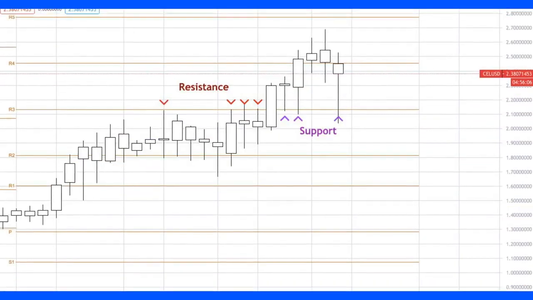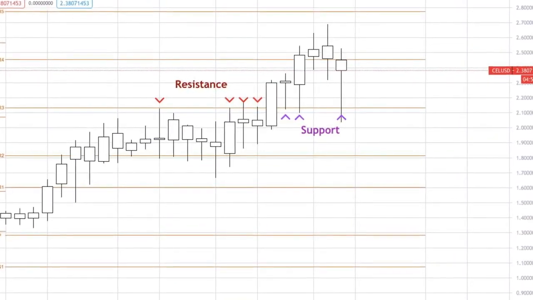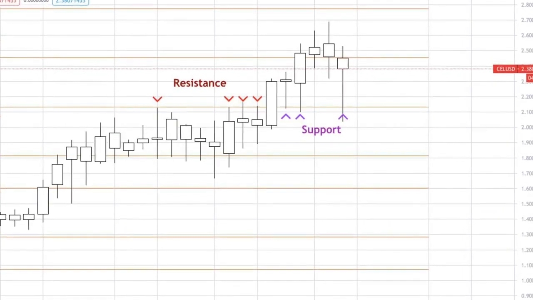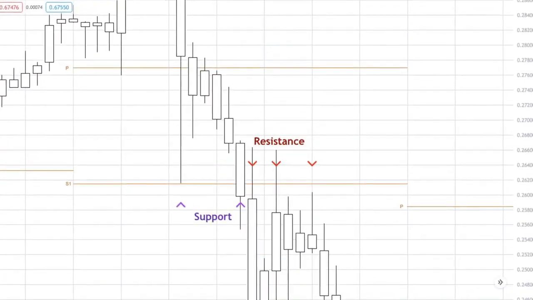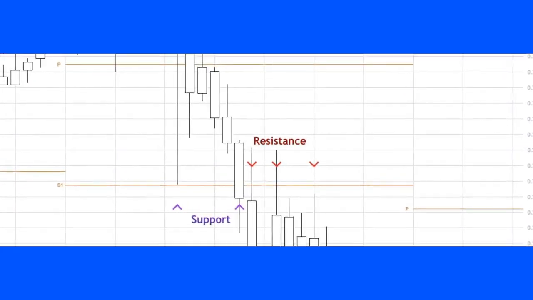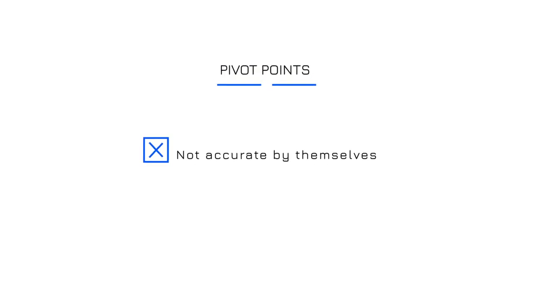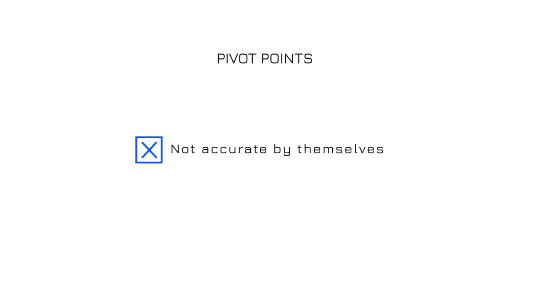When a cryptocurrency moves above a resistance point, the previous resistance then flips into support. This can be seen in the picture on the screen. When a cryptocurrency moves below a support point, the previous support line then flips into resistance, as seen in this picture. However, when used by itself like many other indicators, the pivot points do not tell us the sentiment of a coin accurately by themselves.